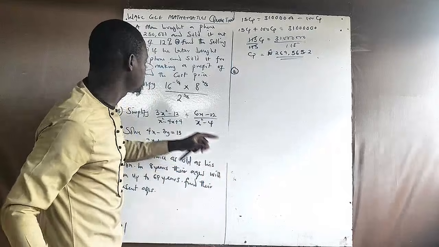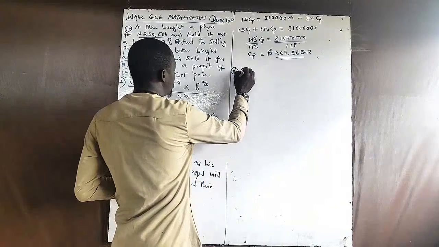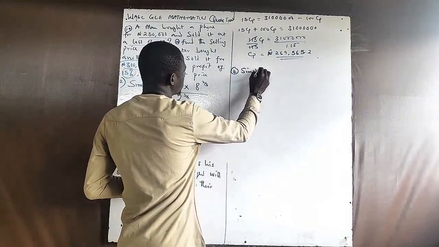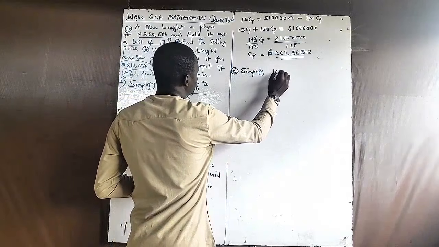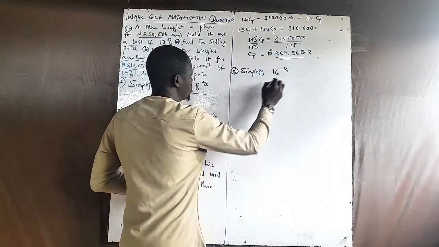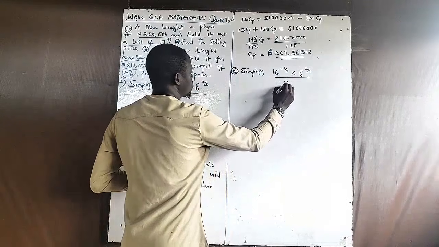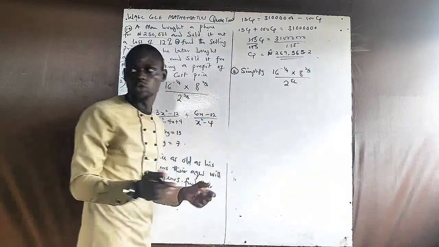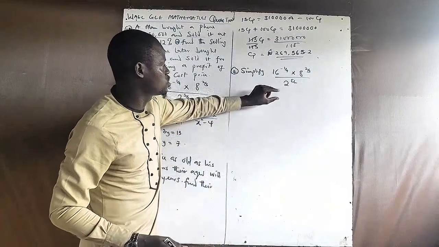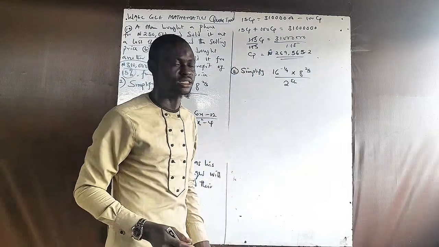Now if you cross check this, it says to simplify 16 raised to the power minus 1 over 4 times 8 raised to the power 2 over 3, all over 2 raised to the power 5 over 2. Now, how do you go about this? In solving this, we need to apply the rules of indices.